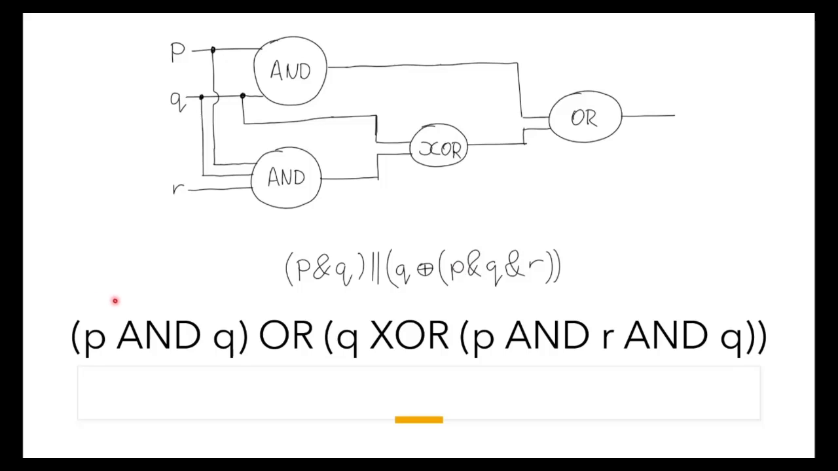So let's start with this one over here. So the P and the Q go into the AND. So just ignore these dots because these are just leading into the other bits because you only have 3 inputs.